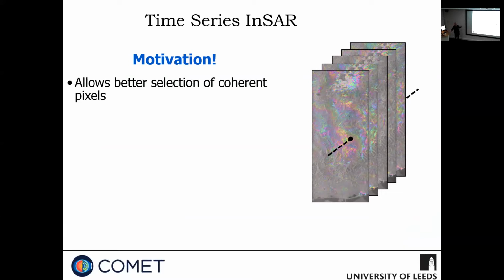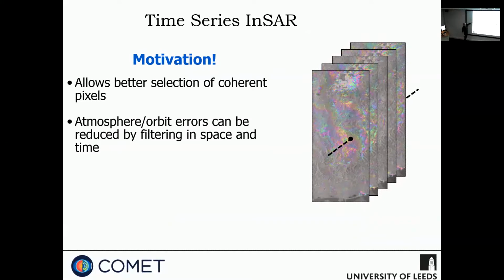First of all, it allows us to better select the coherent pixels, so to get rid of some of the noise. It also allows us to estimate some of the spatially correlated errors. So this is chiefly the atmosphere, especially in some of the older satellites. We have a lot of orbital errors, just due to not knowing exactly where the satellite is at the time. So we can basically take this time series and filter it in time and space to try and reduce these errors.